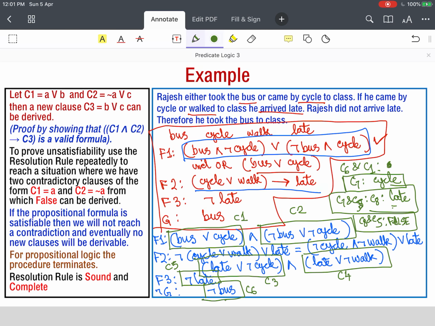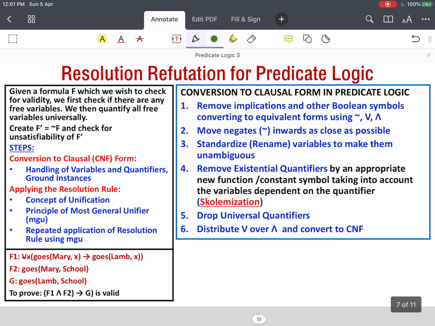So now I have been able to derive false using the resolution refutation method, which means that the original formula was valid. Therefore, if I took the negate of the goal and found this formula, that now gives me unsatisfiability. And because it is unsatisfiable, the negate of the formula is false. Therefore, we can now prove that the original formula was valid. We did not use a truth table. We just used the resolution refutation method continuously.